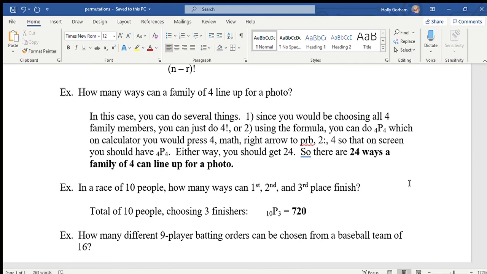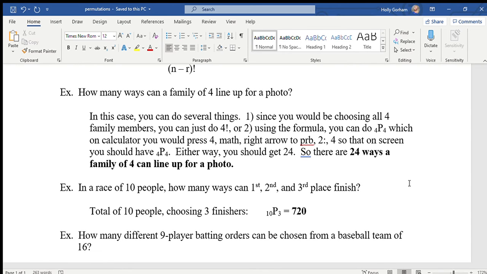So there are a couple things you could do. Since you're choosing all 4 people, you could just do 4 factorial. Or using the formula, you have a total of 4 people and you're choosing 4. So on your calculator, you would press 4 and then do math, go to the PRB column and choose 2, and then 4 again, so that on your screen you should have 4P4. Either way, you're going to get 24. So there's 24 ways that a family of 4 could line up for a photo. With my family, we have 4 members, so there are 24 different pictures that we could take that would not be the same.